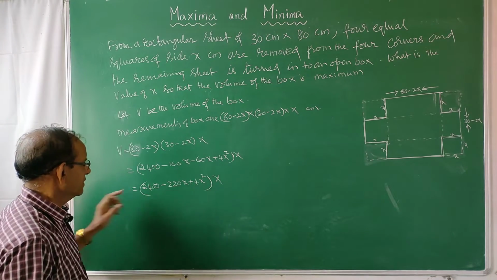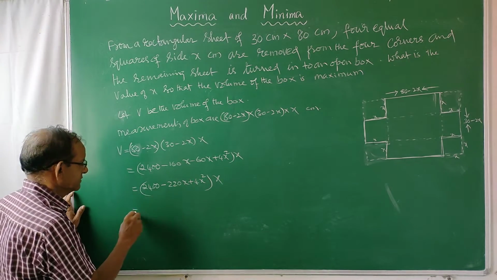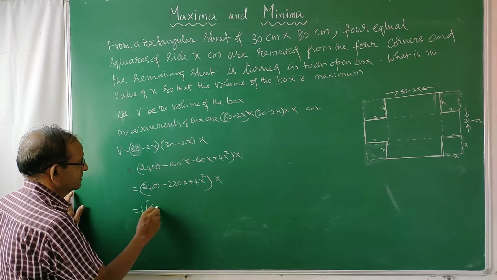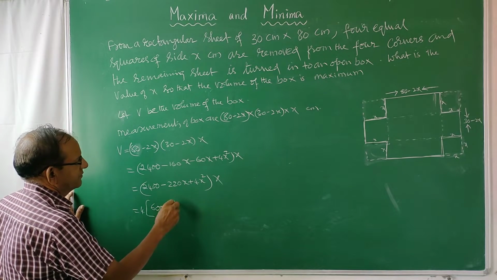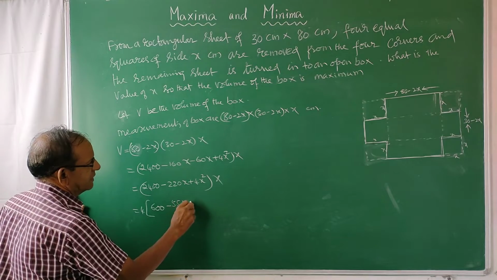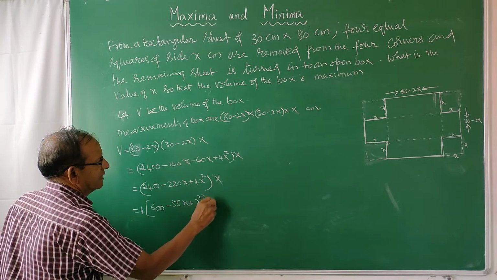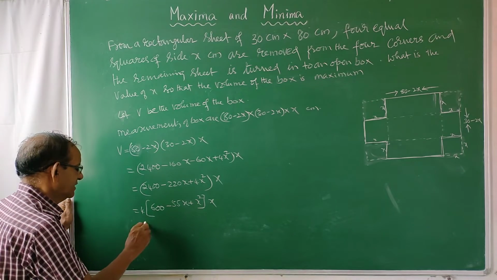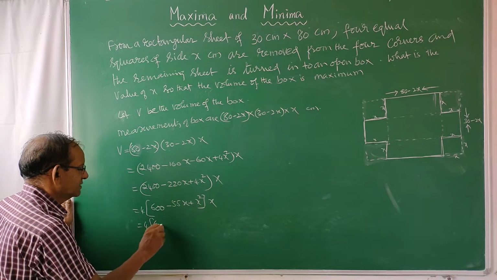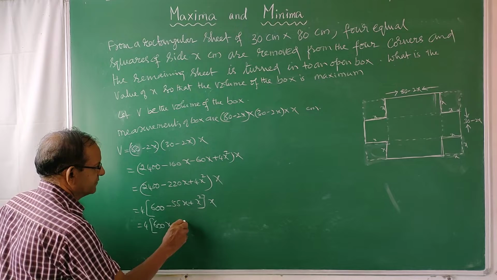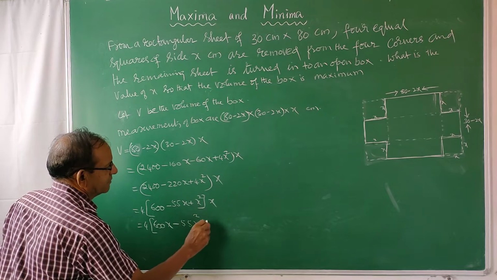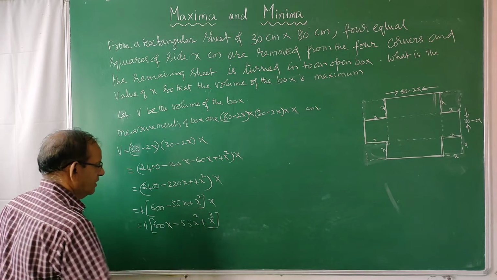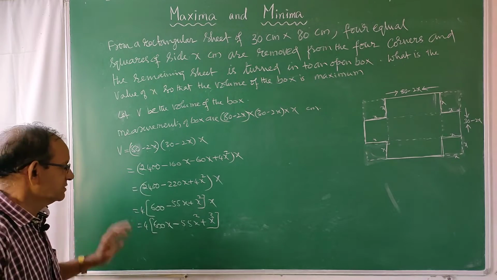I think 4 is common in all the three terms. You take 4 common: 600 minus 55x plus x square, into x. Multiply all the three terms with x, that is 4 into (600x minus 55x square plus x cube). This is the value of V in terms of x.